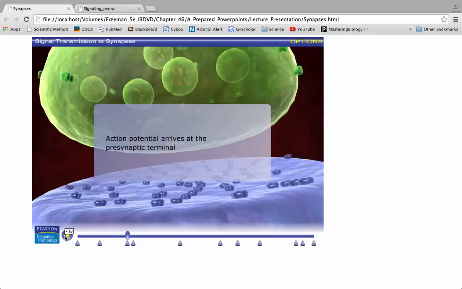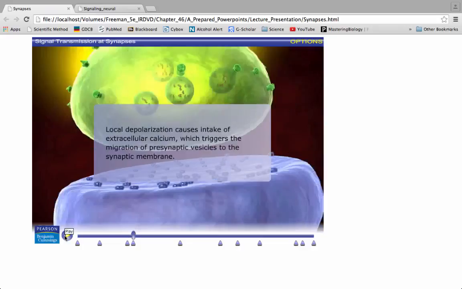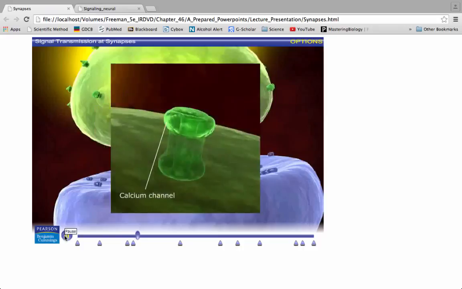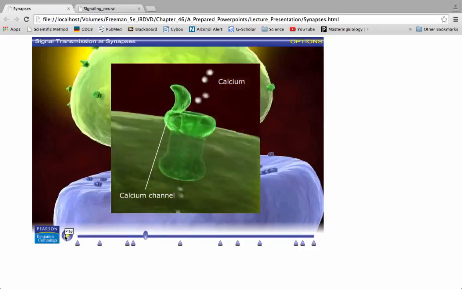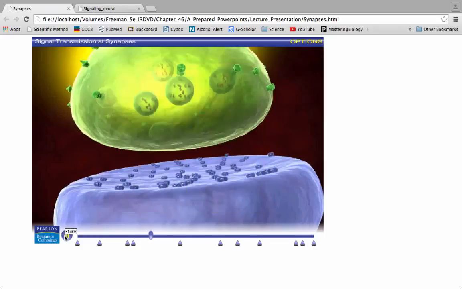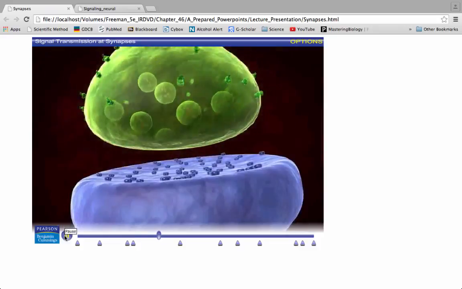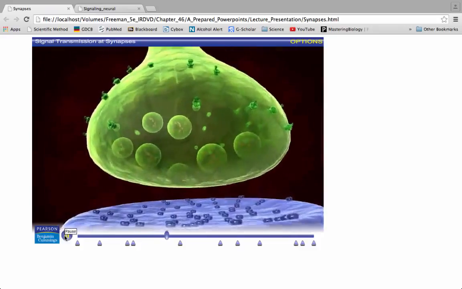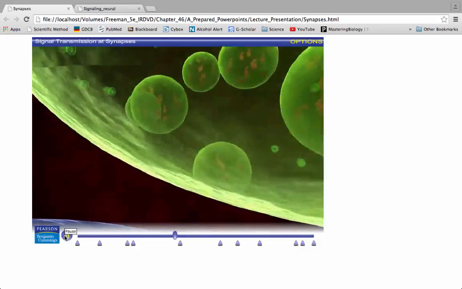When an action potential arrives at the presynaptic terminal, local depolarization causes intake of extracellular calcium, which triggers the migration of presynaptic vesicles to the synaptic membrane. The action potential causes calcium ion channels to open and let calcium ions flood into the presynaptic cell, which triggers the fusion of synaptic vesicles with the presynaptic membrane, releasing neurotransmitter into the synaptic cleft.